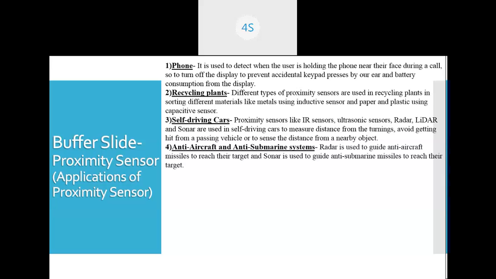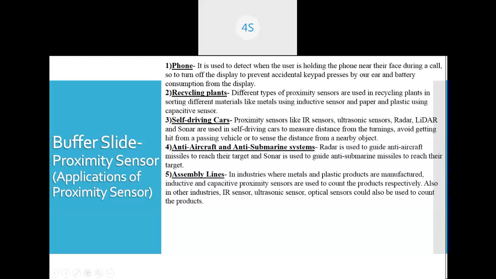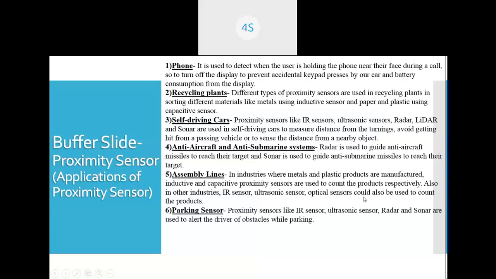Anti-aircraft and anti-submarine system. The radar or radio detection and ranging is used to guide an anti-aircraft missile to reach its target, and sonar or sound navigation ranging is used to guide the anti-submarine missile to reach their targets. Assembly lines. These assembly lines are used in industries for the counting of the objects before packaging. Here, plastic and metal products are manufactured mainly, which can be counted using the inductive and capacitive proximity sensors. Also in other industries, IR sensors, ultrasonic sensors, and optical sensors can also be used.